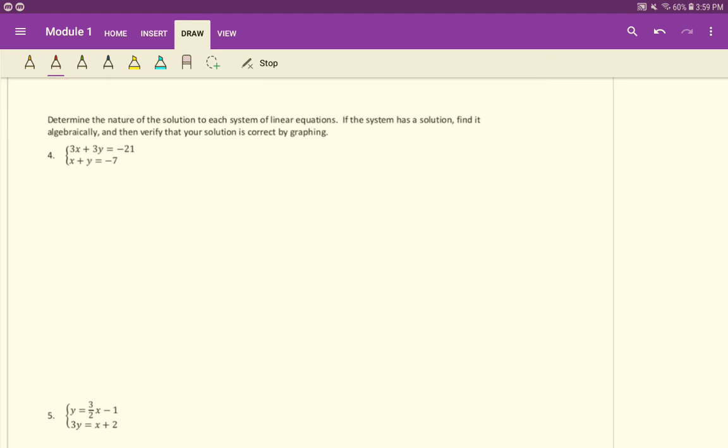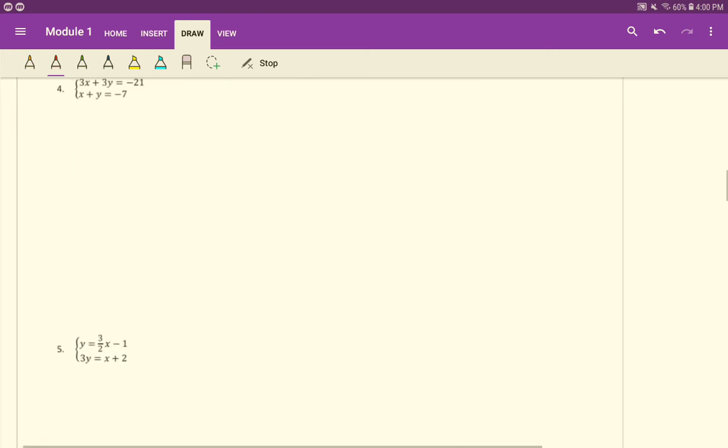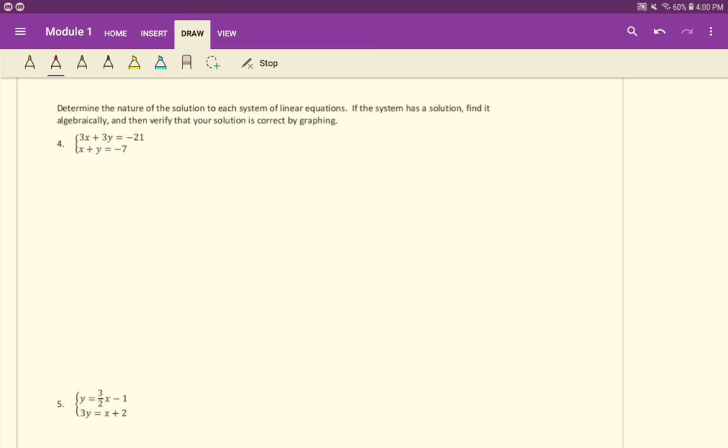Next one. Determine the nature of the solution to each system of linear equations, and if it has a solution, find it and verify your solution by correct graphing. All right, well, I'm not going to worry about graphing because they didn't really give us graph paper here to use. But you can use a graphing calculator to check that or something like that, or maybe a graphing tool like Desmos. Okay, you can type these into Desmos and graph them.